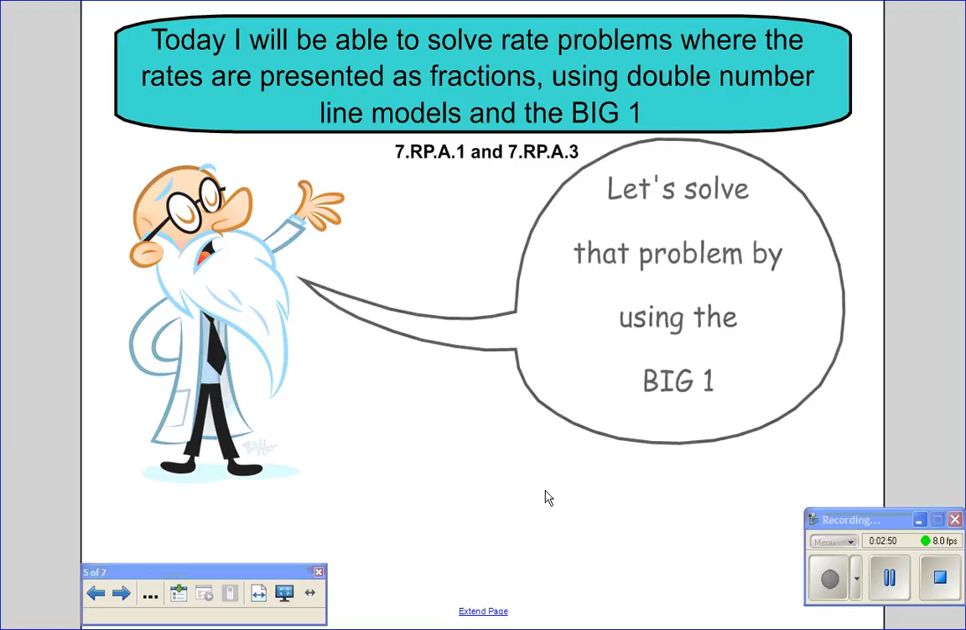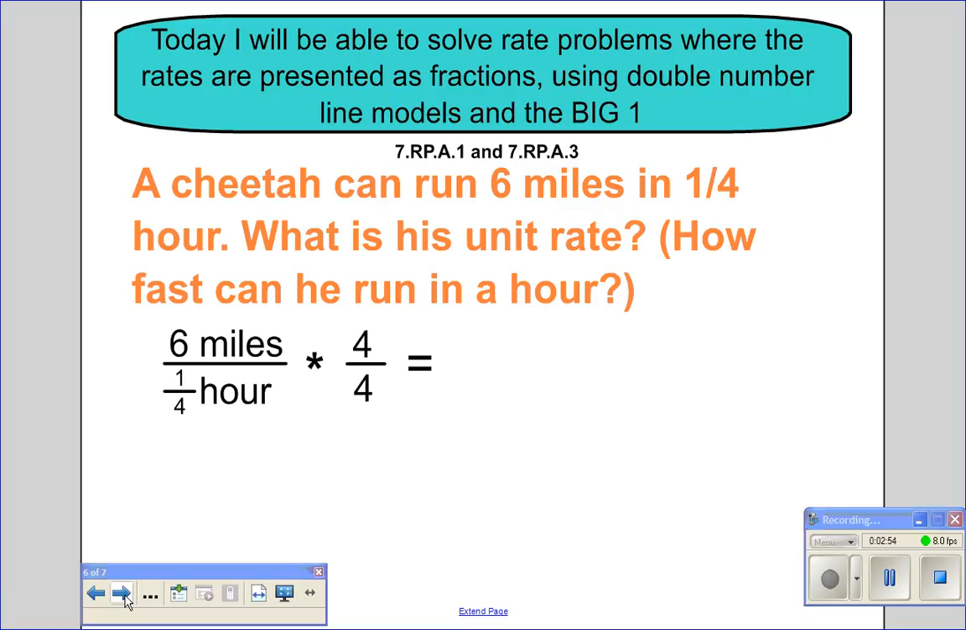Let's solve that problem by using the big one. Here's our problem again. A cheetah can run 6 miles in a quarter of an hour. What's his unit rate? How fast can he run in an hour? Well, obviously, if it's 6 miles in a quarter of an hour, there are 4 quarters of an hour in 1 hour. So we're going to multiply a quarter of an hour by 4 to get 1 hour. Well, if every quarter of an hour is 6 miles, if we're multiplying that quarter of an hour by 4, we're going to multiply the 6 miles in a quarter of an hour by 4 also.